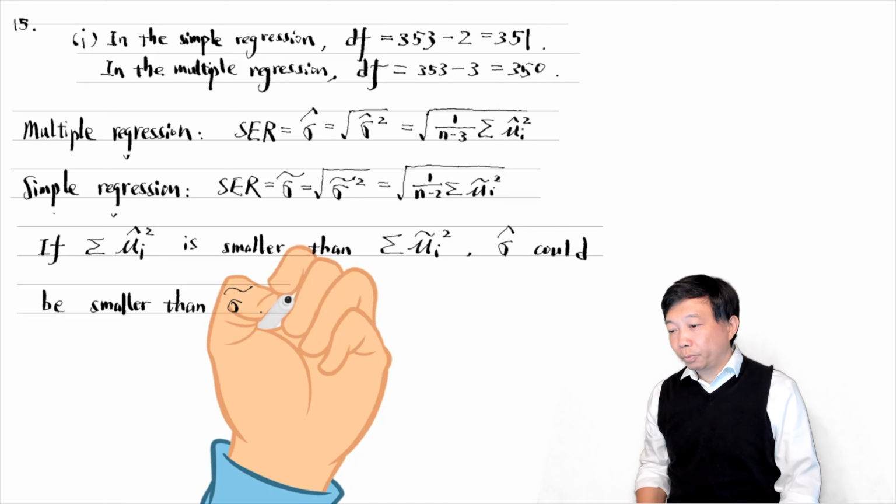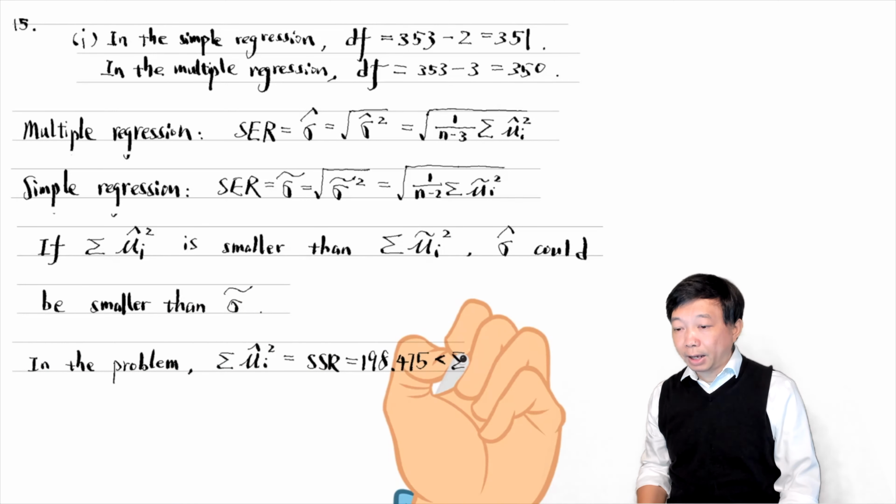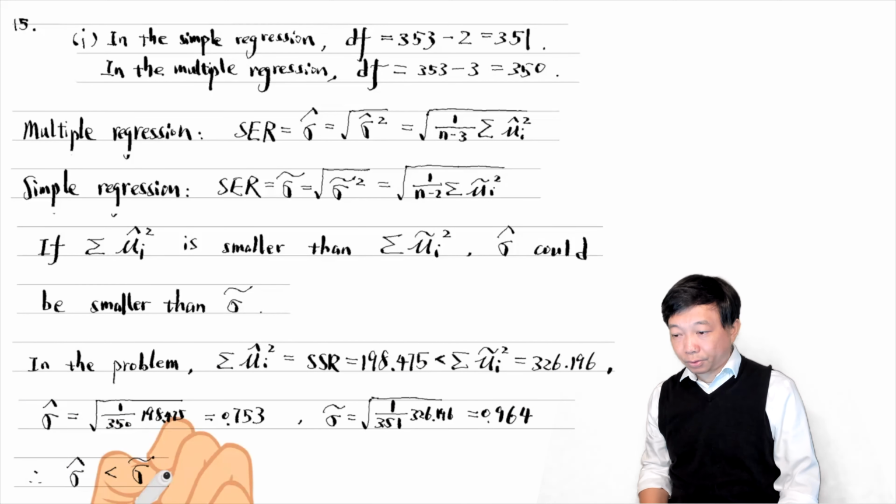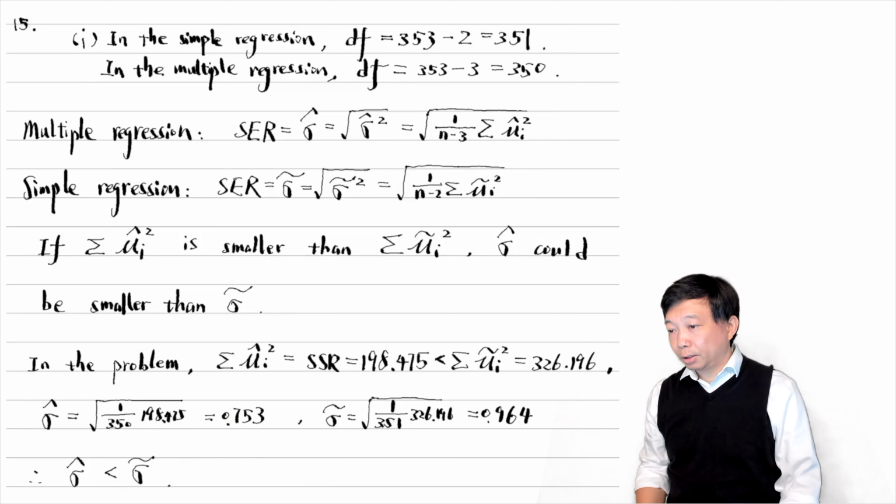In this problem, we see that the sum of squares of residuals in the multiple regression is 198 and that in the simple regression is 326, which is much larger. That is why the standard error of the error term sigma hat from the multiple regression is smaller than that from the simple regression.